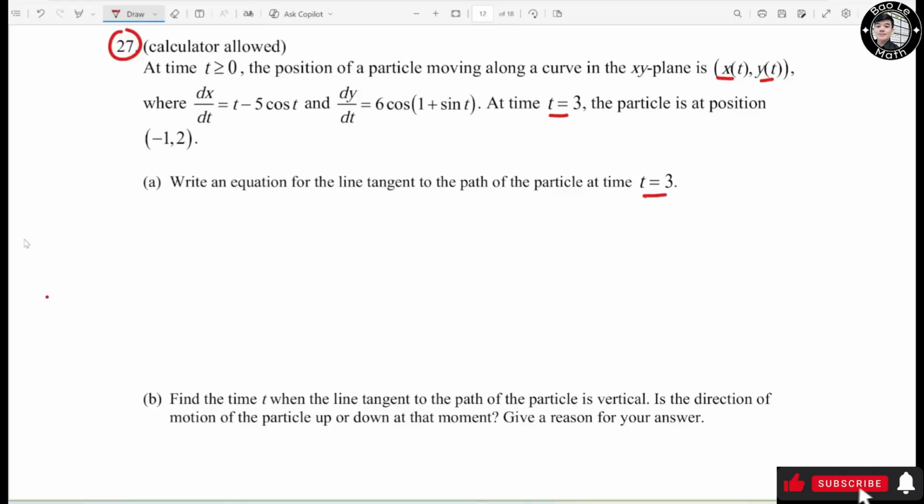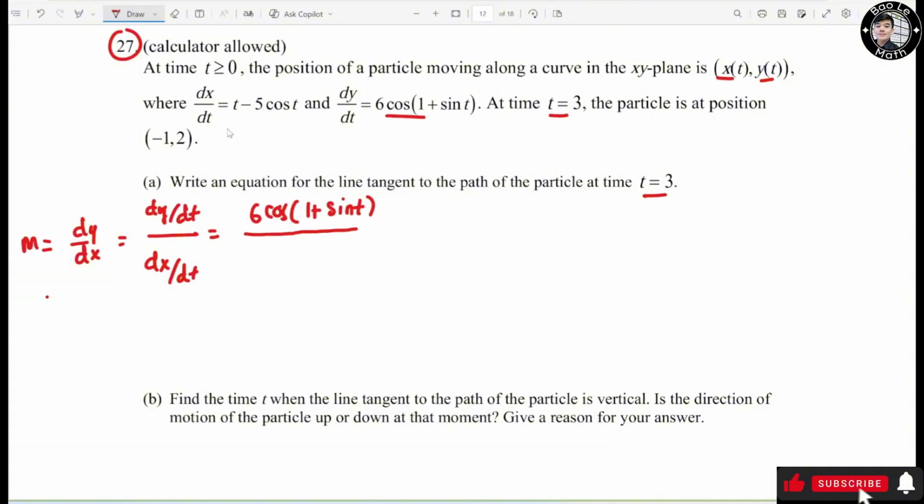Alright, so we need to find the slope m equals dy over dx, right? So it could be dy over dt divided by dx over dt, right? dy over dt is right here. dx over dt is right here. And then you need to evaluate this expression at t equals 3, right here. So dy over dx evaluated at t equals 3.